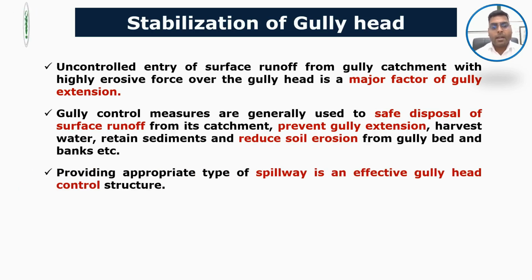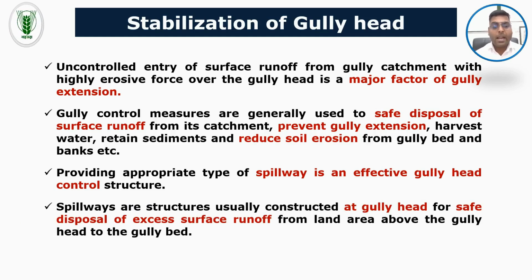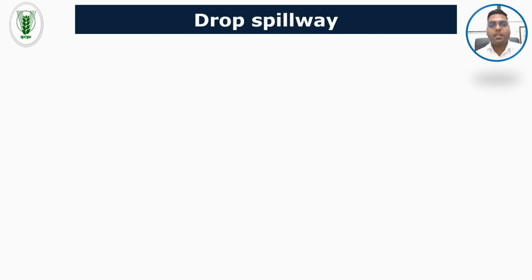Providing an appropriate type of spillway is an effective gully head control structure. Spillways are structures usually constructed at the gully head for safe disposal of excess runoff from the land area above the gully head to the gully bed. Now we will discuss the different kinds of spillways. Spillways safely convey runoff from the catchment to the gully bed, preventing head cutting.